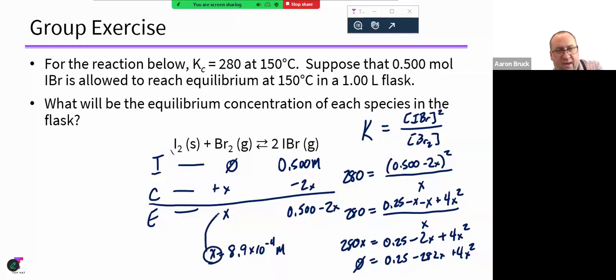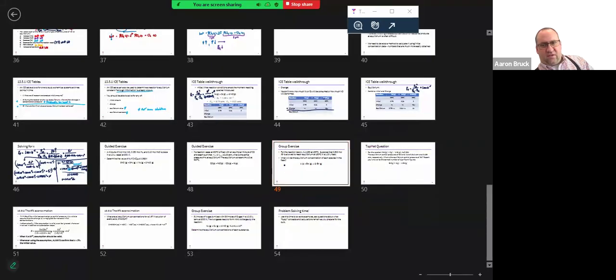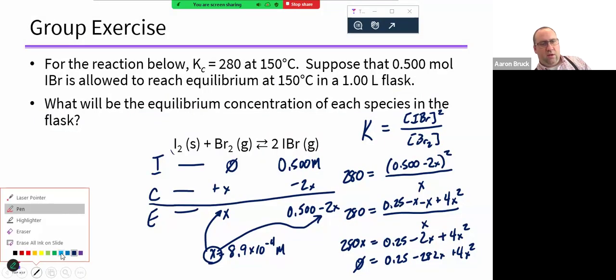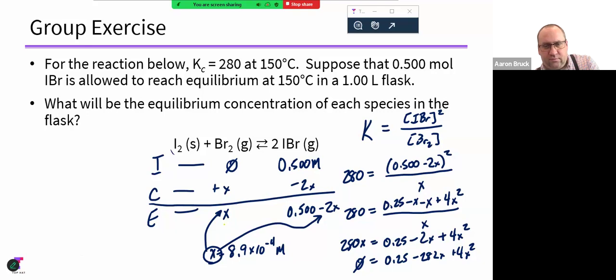I can substitute those back in here and over here. And that would give me concentration values of 8.9 times 10 to the negative fourth molar for the bromine, and 0.5 minus 2 times 8.9 times 10 to the negative fourth, which is 0.498 for the iodine monobromide.